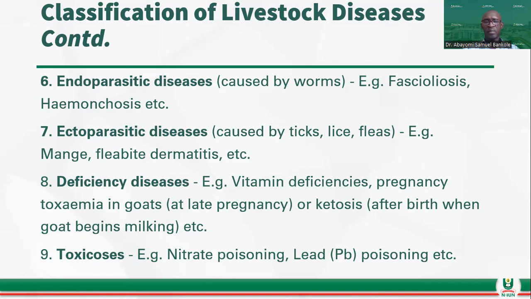And these are simply caused by ticks, lice, and fleas because they are on the body. So, examples are mange, flea bite dermatitis, and so on and so forth. Number eight, we also have deficiency diseases, and examples include vitamin deficiency, pregnancy toxemia in goats, then you hear ketosis and so on and so forth. Number nine, we have toxicosis. Examples of toxicosis include nitrate poisoning, lead poisoning, so on and so forth.